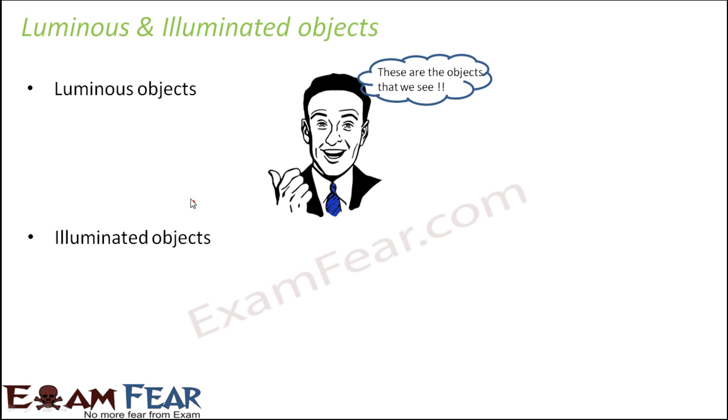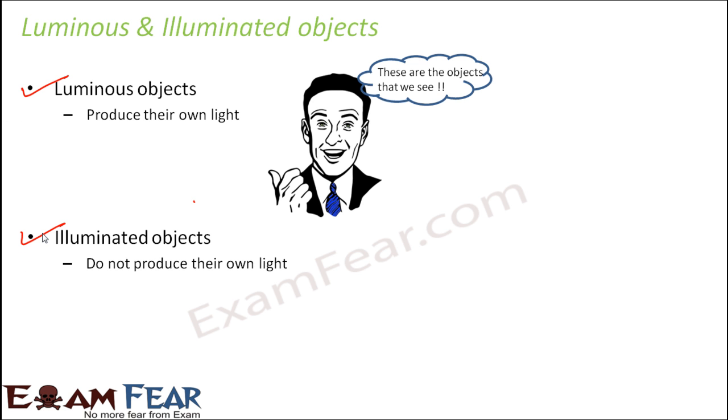Now you might say, okay, just now you told us that if light is present we can see everything. So why are we again talking about only two categories of objects that are seen? These two categories are also related to light. Luminous objects are those objects which are able to produce their own light. For example, the sun. The sun is able to produce its own light, and because of that we are able to see the sun.